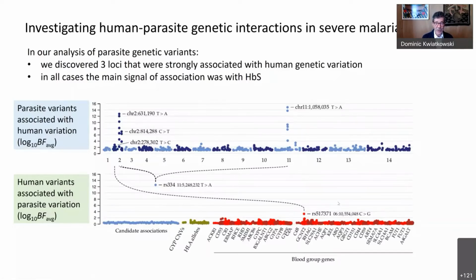On the bottom panel is what's going on in terms of our human genetic analysis. Here we're not analyzing the whole human genome. On the left-hand side, we're analyzing a whole bunch of human genetic variants that we believe have some evidence of association with malaria. The one that comes out most strongly as being associated with parasite variants is rs334, which is the haemoglobin S mutation. Then on the right-hand side, we see a whole bunch of other genes that we tested because they were blood group genes. So, 3 big signals of association.